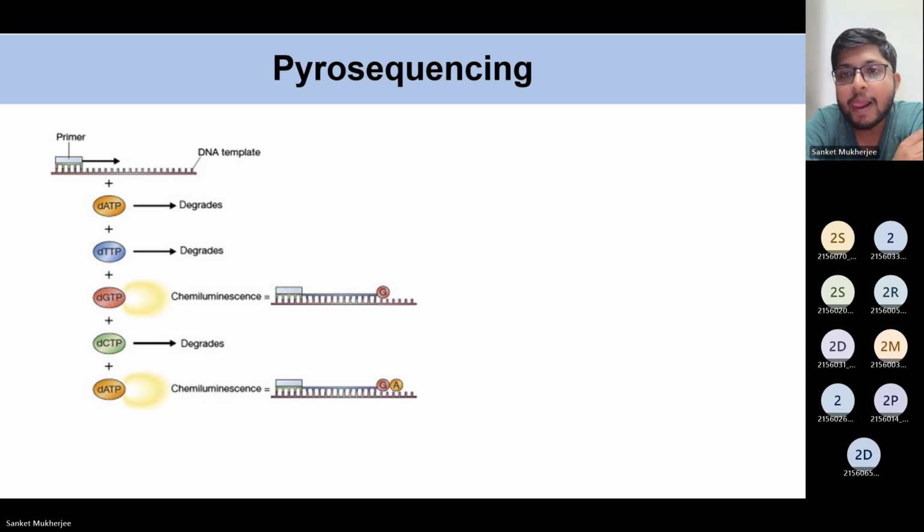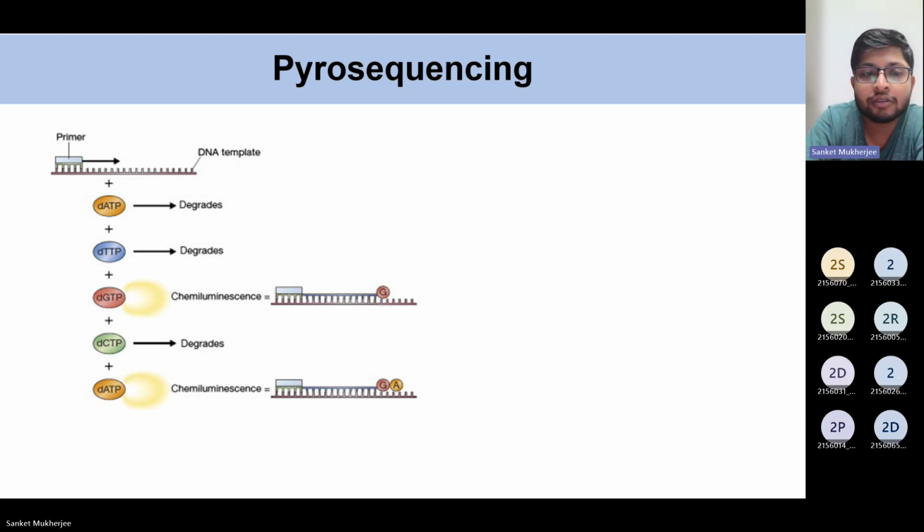Clear? But if this inorganic phosphate is not produced, because the base is not added, then there will be no luminescence. Clear on that? Everybody is clear? Anybody else?